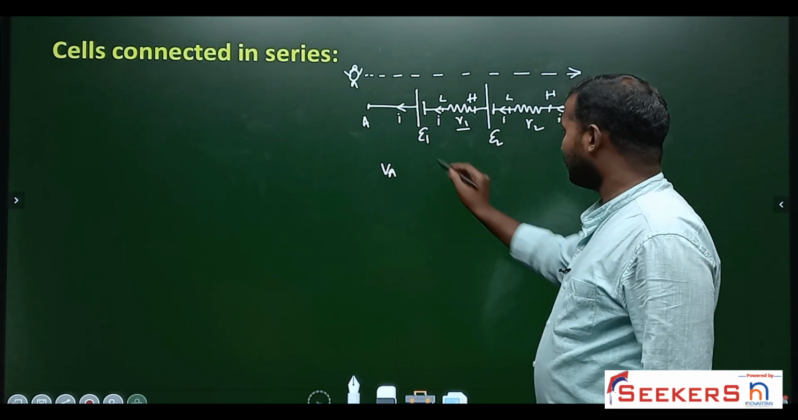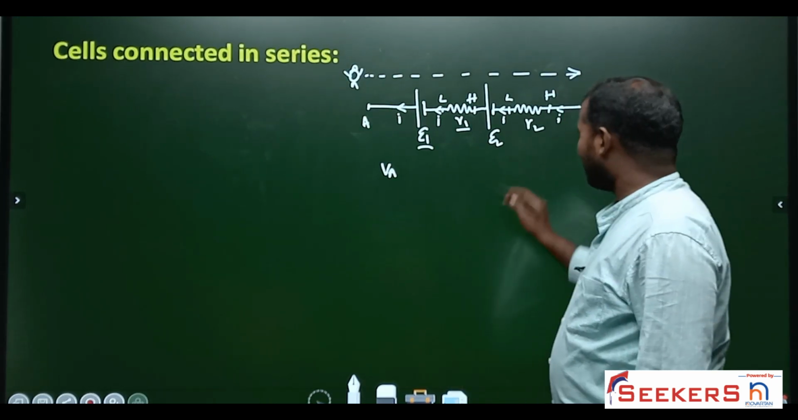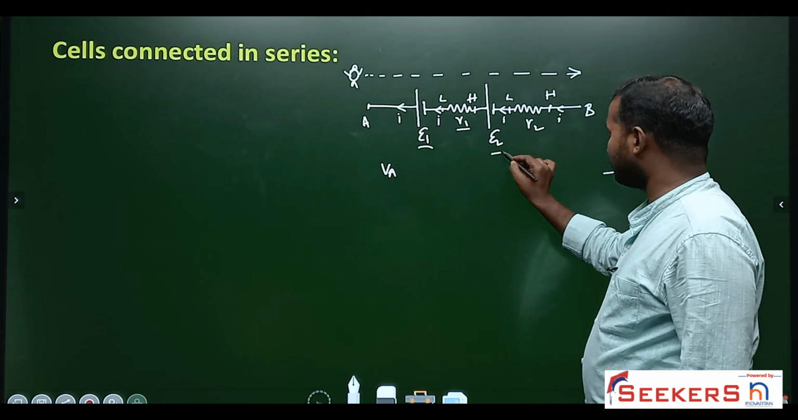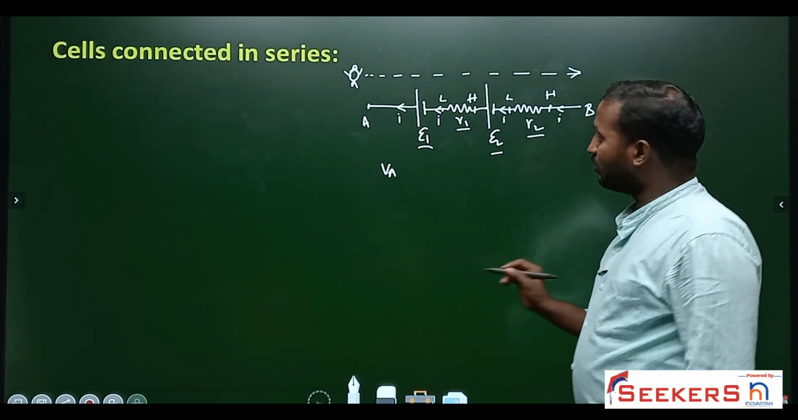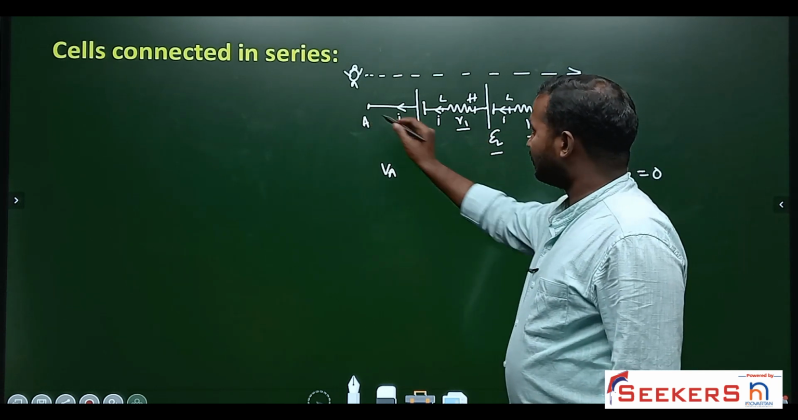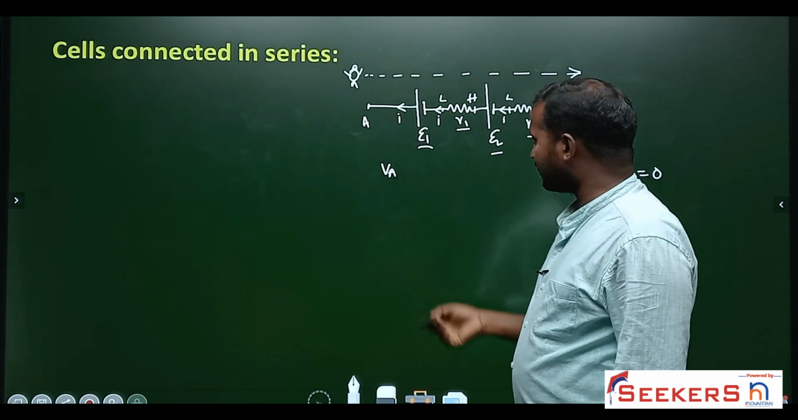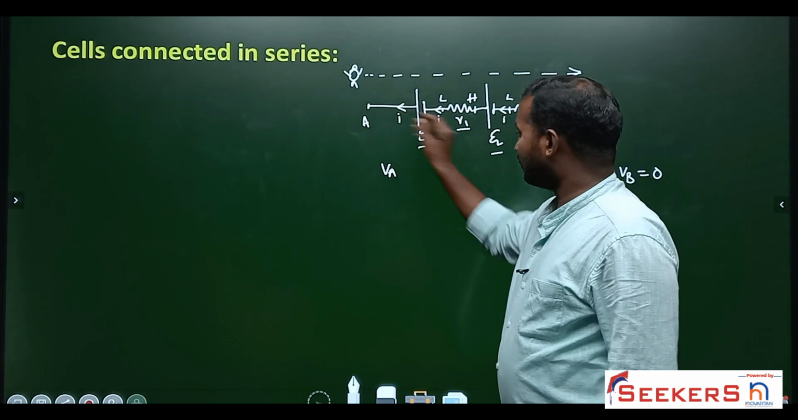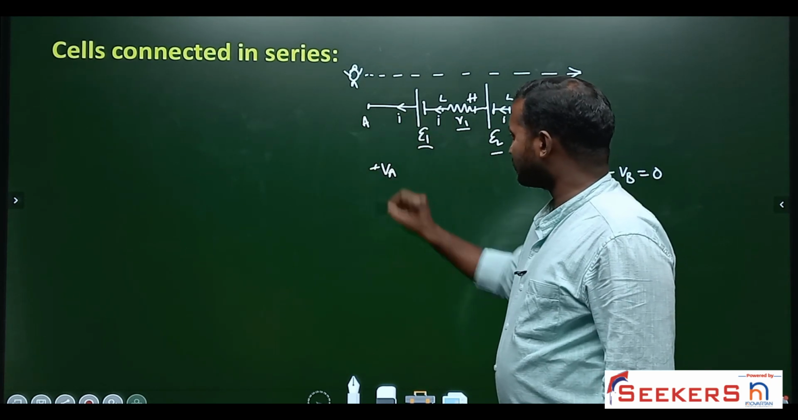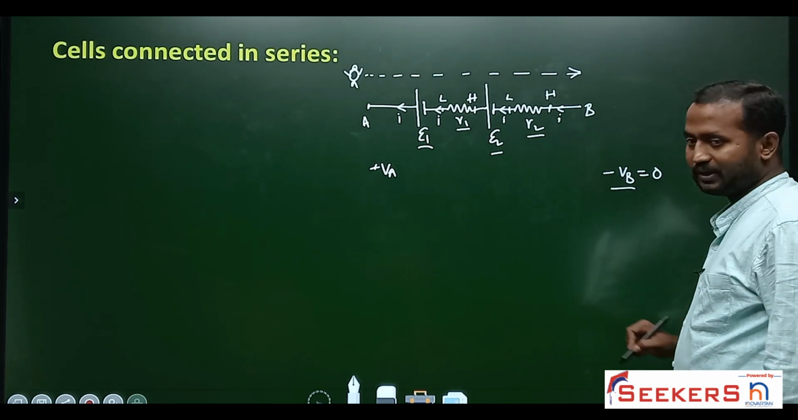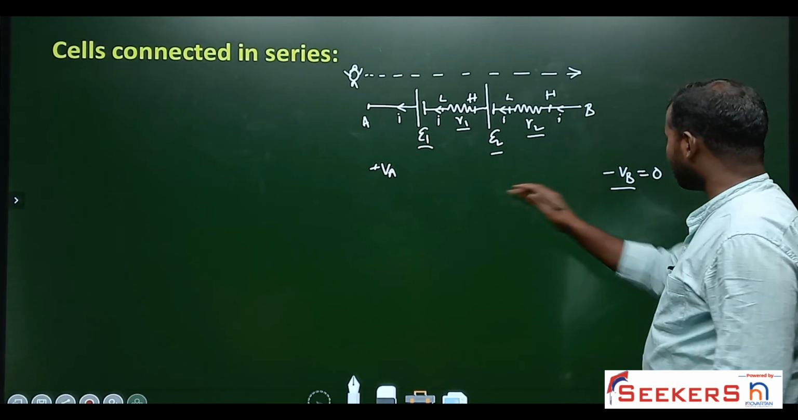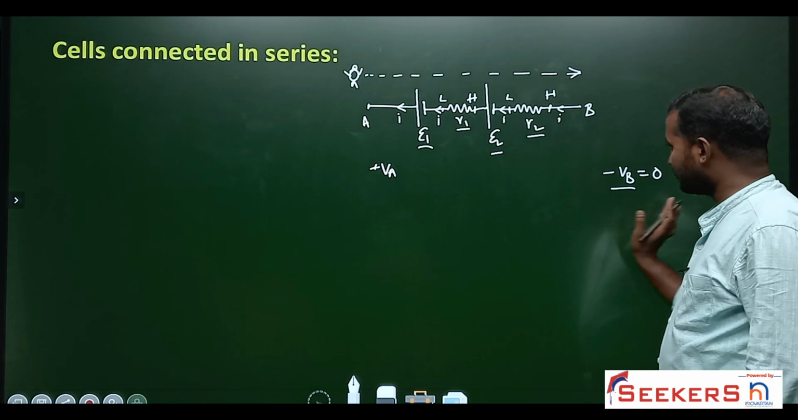Next, when the cells are connected in series, you can have one cell which has internal resistance R1 and EMF of say E1, and another cell of EMF E2 and internal resistance say R2 connected in series. Now if I apply KVL, just now we have seen that wherever I am starting my journey, I have to get a plus potential, and wherever I am ending, the potential is minus VB, and the total potential difference has to be 0.